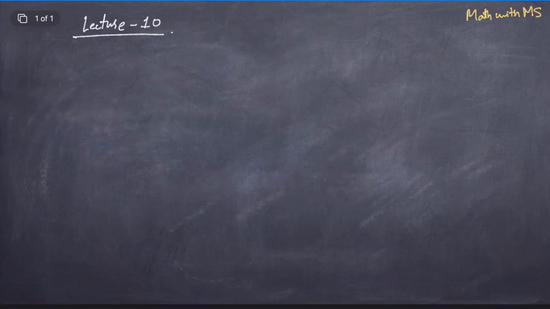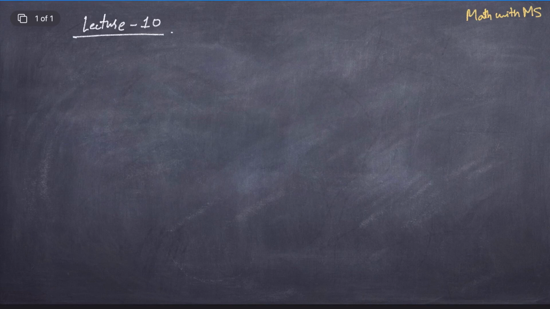Welcome to the 10th lecture on representations of finite groups. Today we are going to compute equivalence classes of irreducible representations of the symmetric group S4. So to do that, we are going to use the permutation representations that we discussed in lecture number 9.